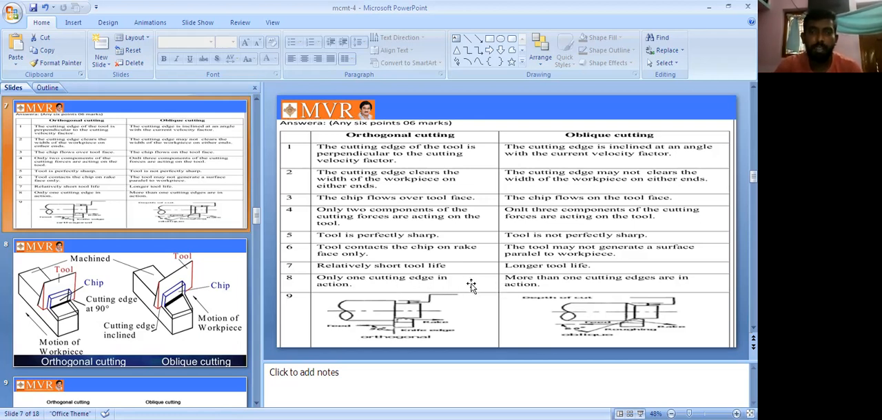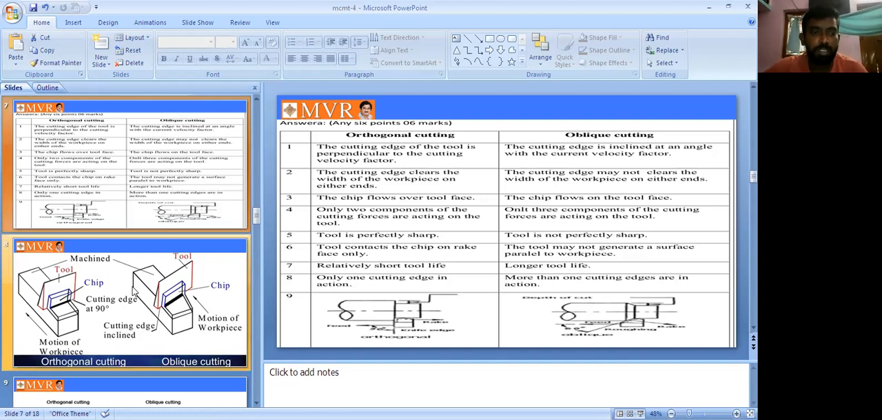Only one cutting edge is in action. More than one cutting edge is in action. So only one cutting edge we can see in orthogonal cutting, and more than one cutting edge we can see in oblique cutting. So this is a major difference between orthogonal cutting and oblique cutting. Very, very important. This is also one of the very important questions in the fundamentals of machining.